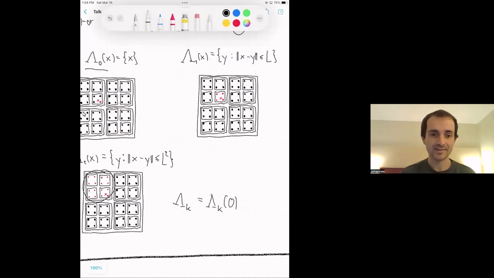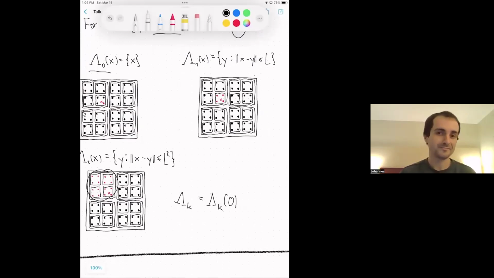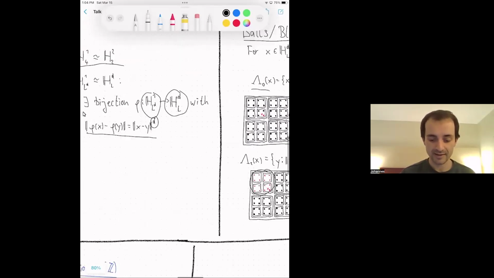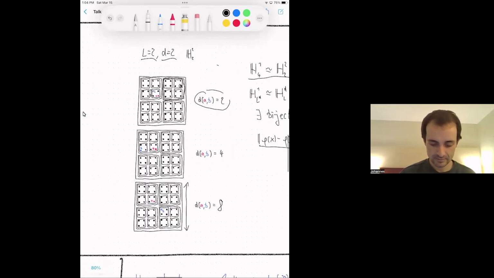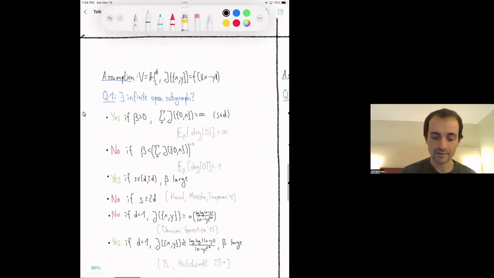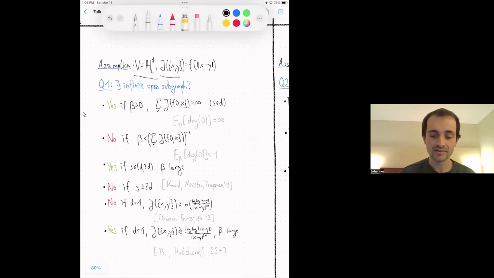So I want to discuss what percolation on the hierarchical lattice is, or which results are known for the existence of percolation on the hierarchical lattice. So we will work on the hierarchical lattice, and we'll still assume that this function j only depends on the metric on the hierarchical lattice that we now defined. And as before, the first question is, does there exist an infinite open subgraph?